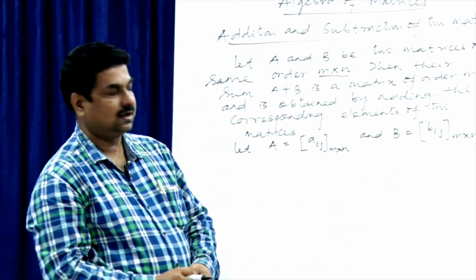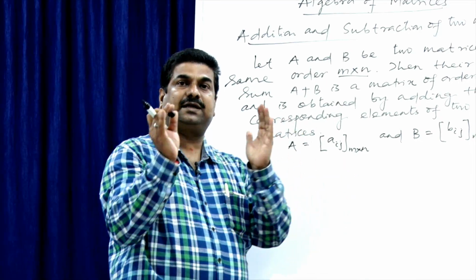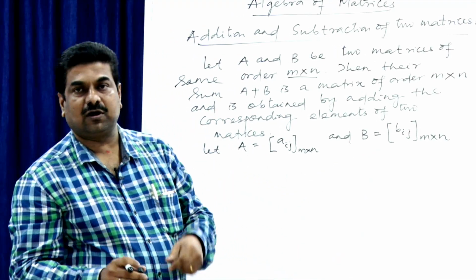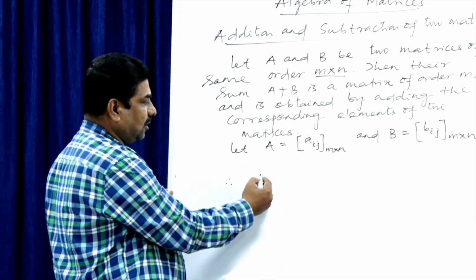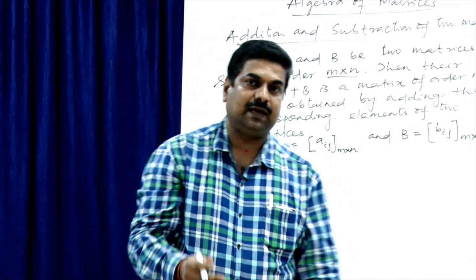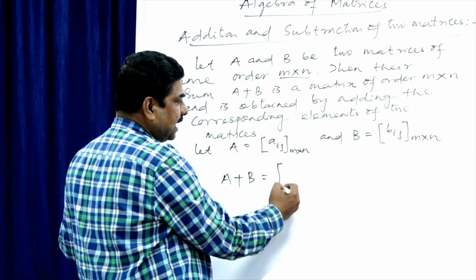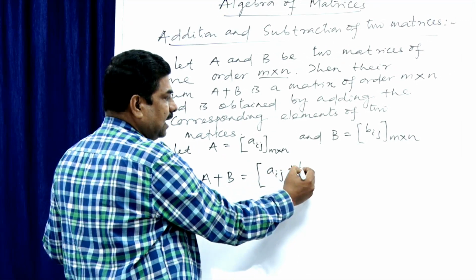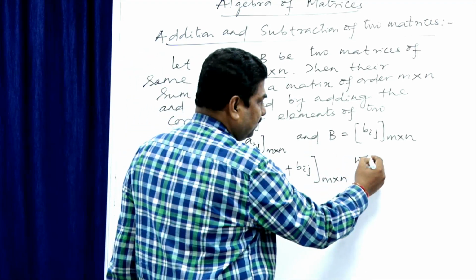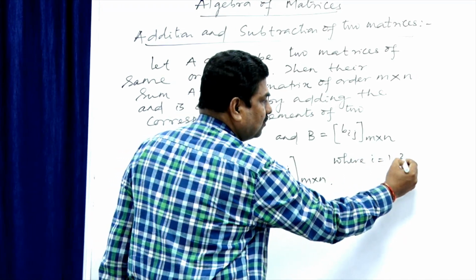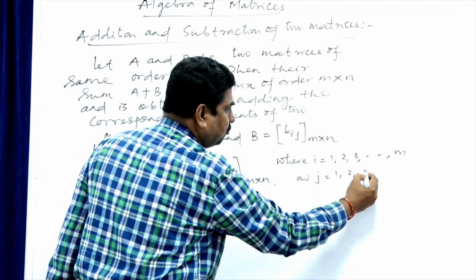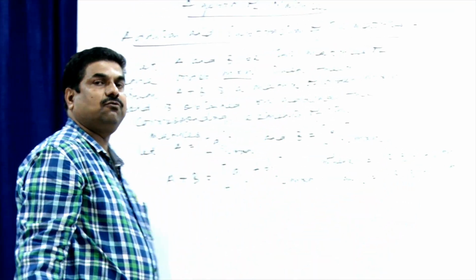Here you see A is equal to the matrix Aij of order m by n, and B is equal to the matrix Bij of order m by n. We have to find the value of A plus B. So A plus B is of order m by n. This is also a matrix and can be written as Aij plus Bij, a matrix of order m by n, where i equals 1, 2, 3 up to m and j equals 1, 2, 3 up to n.